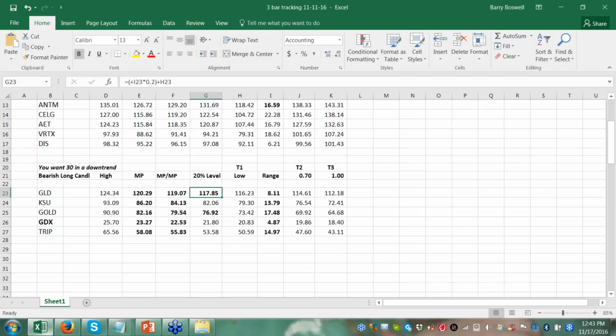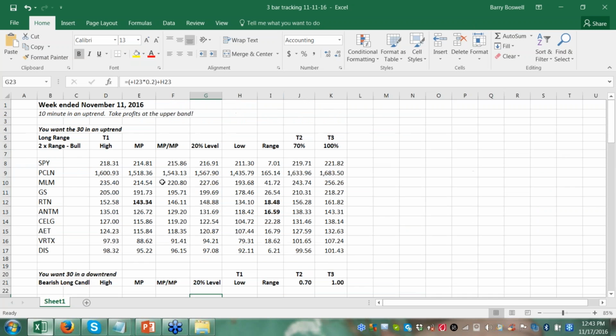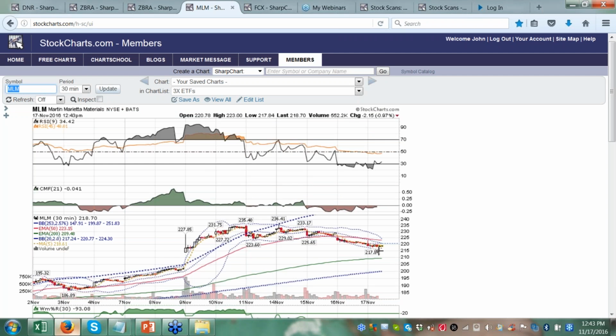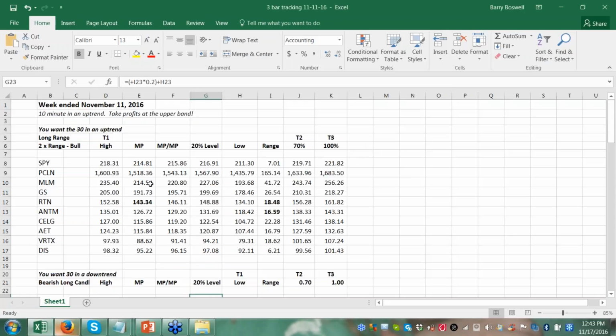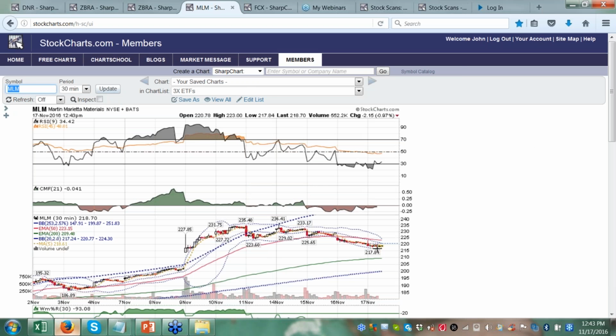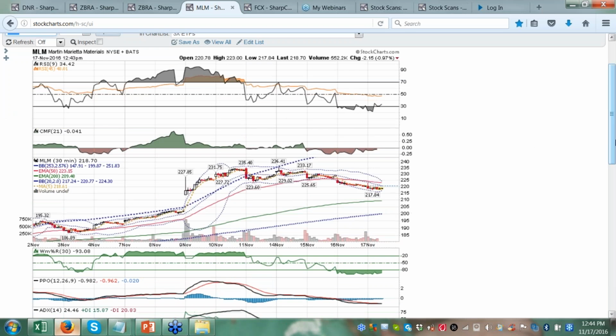Okay, MLM. Let's take a look at MLM real quick here. The 20% level is 227. It hit 217. So we're looking somewhere in between 215 to 220 as a support area. And quite frankly, it's kind of right there.